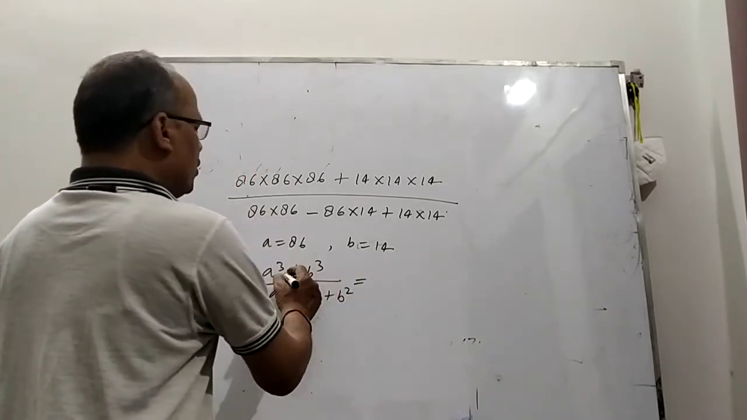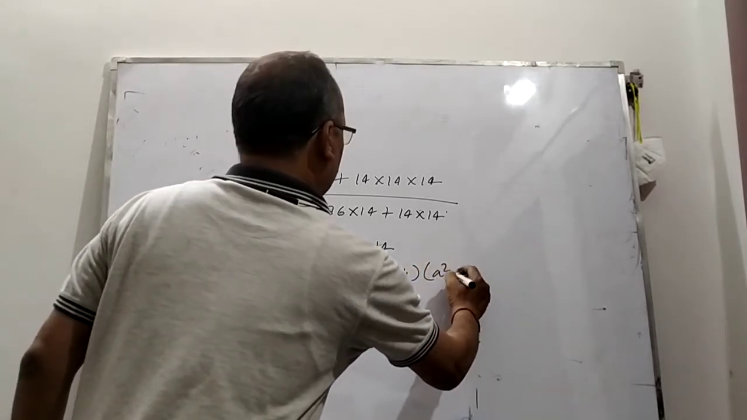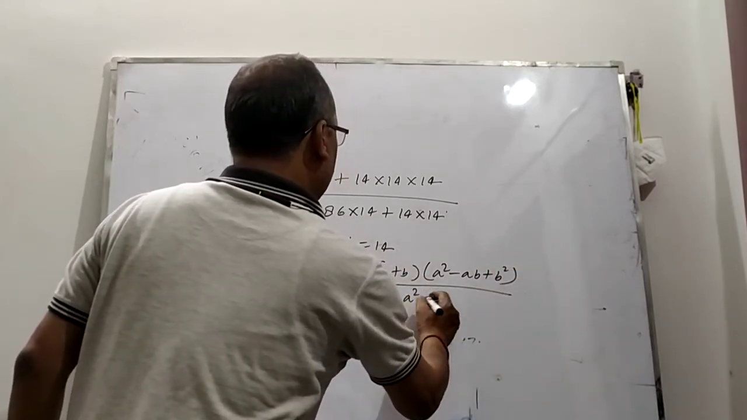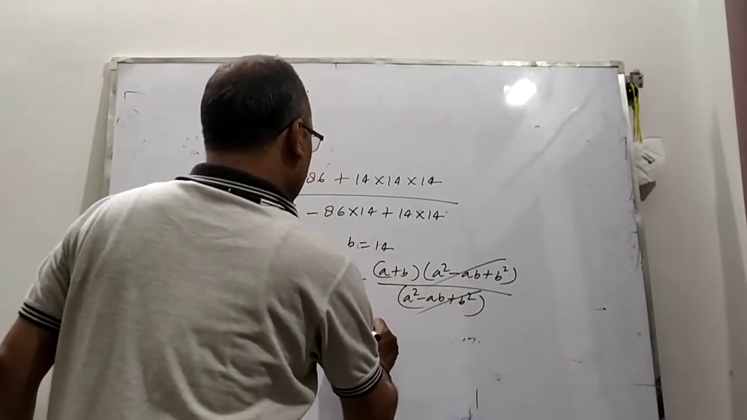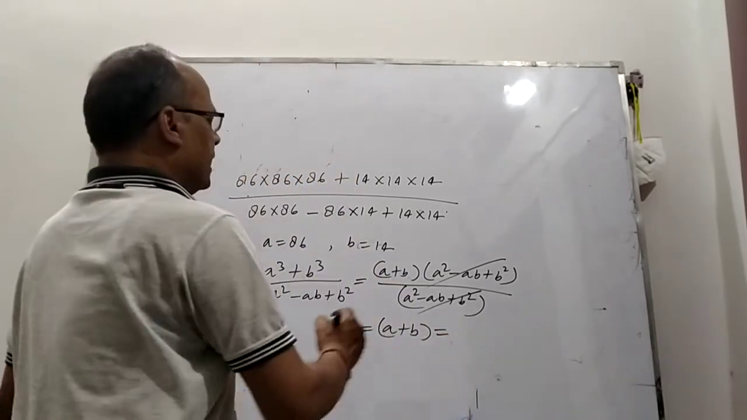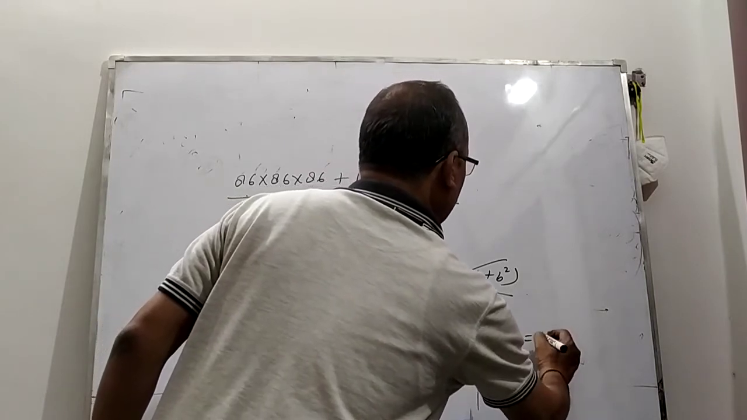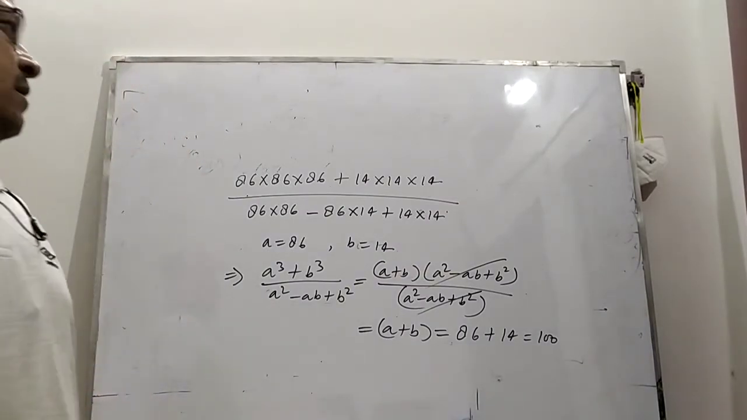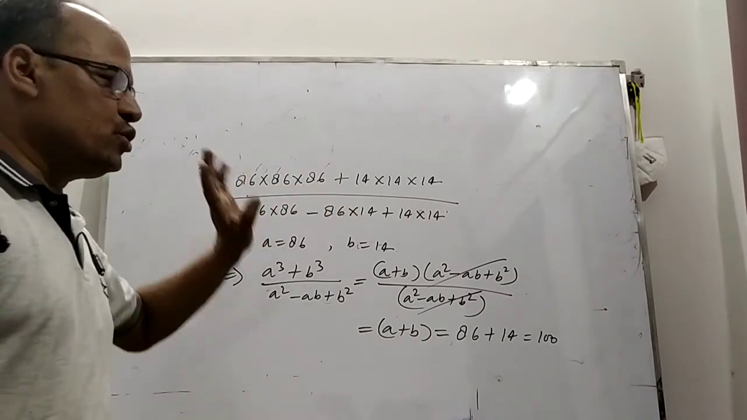Now expansion of a cube plus b cube: a plus b, a square minus ab plus b square upon a square minus ab plus b square. Now this and this cancel, equal to a plus b. What is value of a? 86. What is value of b? 14. Then it will be 100. Is it clear? Directly can't solve. You will use the identities to solve this question.